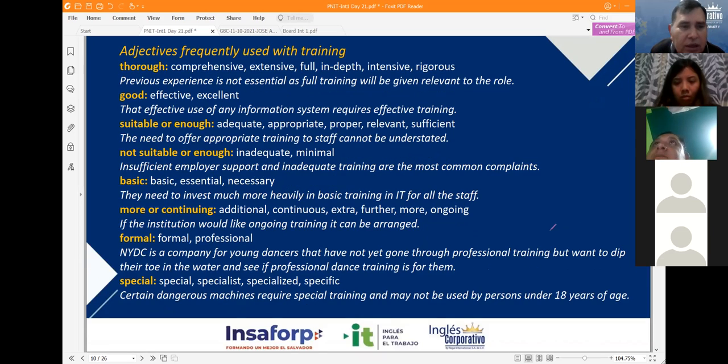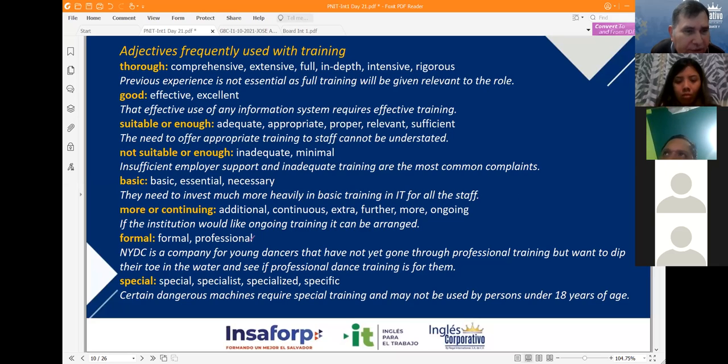Basic, essential, necessary. Basic means that is where the rest rests. Imagine the other elements rest on that base. That's why it's basic. They need to invest much more heavily in basic training in IT for all of the staff. Information technology, IT. Okay, there is communication technology and information technology, right?